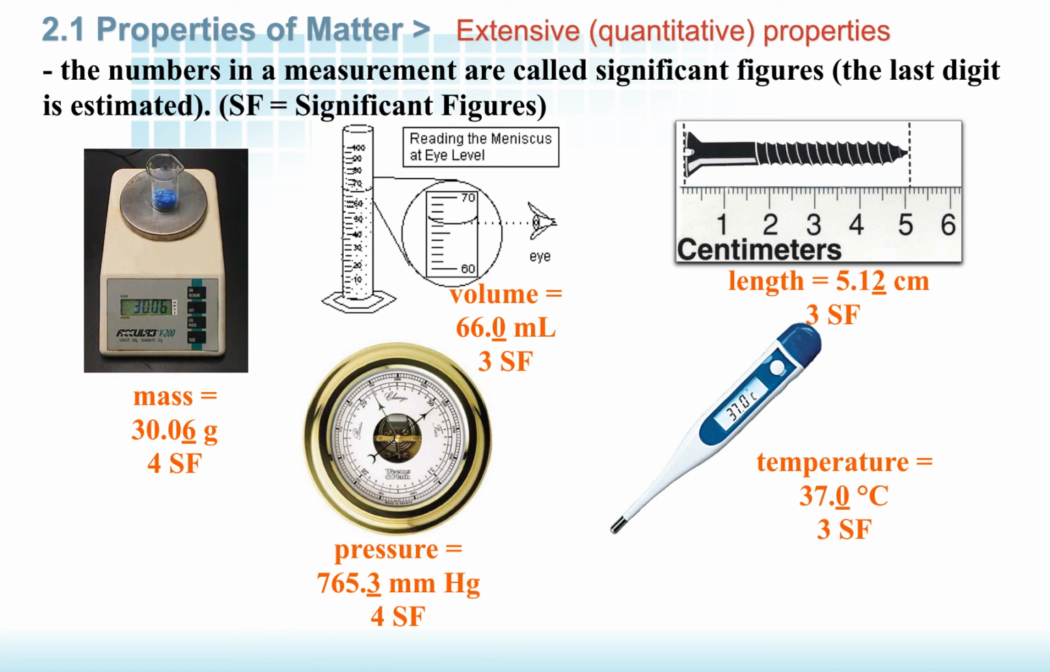Now, if you remember back to the measurements, you can tell what their significant digits are going to be. Since they all have decimals, I start at the leftmost number that's not a 0, and I count to the right. So 30.06 is 4, 66.0 is 3, 5.12 is 3, 765.3 is 4, and 37.0 is 3.